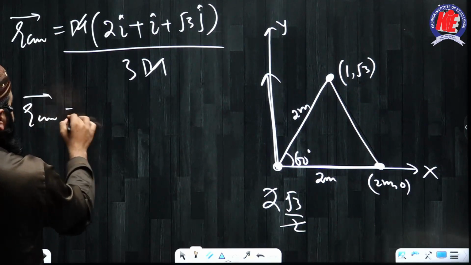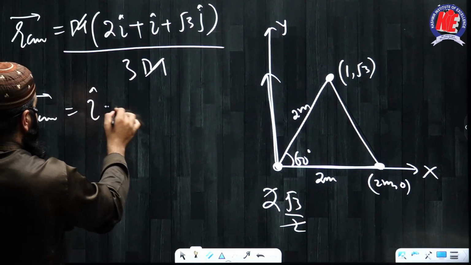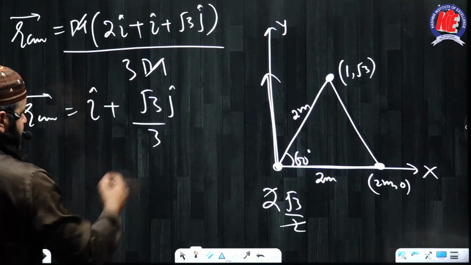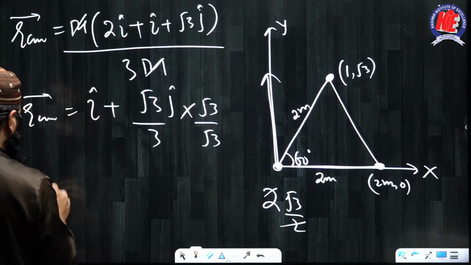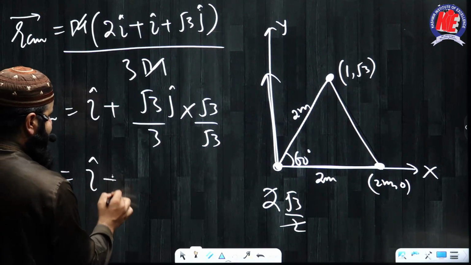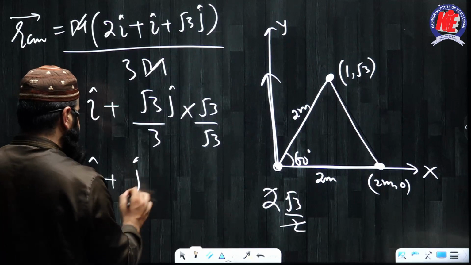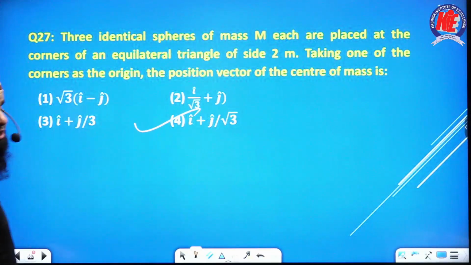RCM will be equal to 2i plus I is 3i. 3i by 3 is I only, plus root 3j divided by 3, या यहाँ पे रूट 3 और रूट 3 को ऐसे बेटा मैं मल्टीप्लाई कर सकता हूं. सो इट विल बी इक्वल टू आई प्लस रूट 3 इंटू रूट 3 इज 3, वो 3 और ये 3 चला जाएगा. सो दैट विल बी j by root 3. सो I plus j by root 3 should be your answer. That is the option number 4. Next one please.